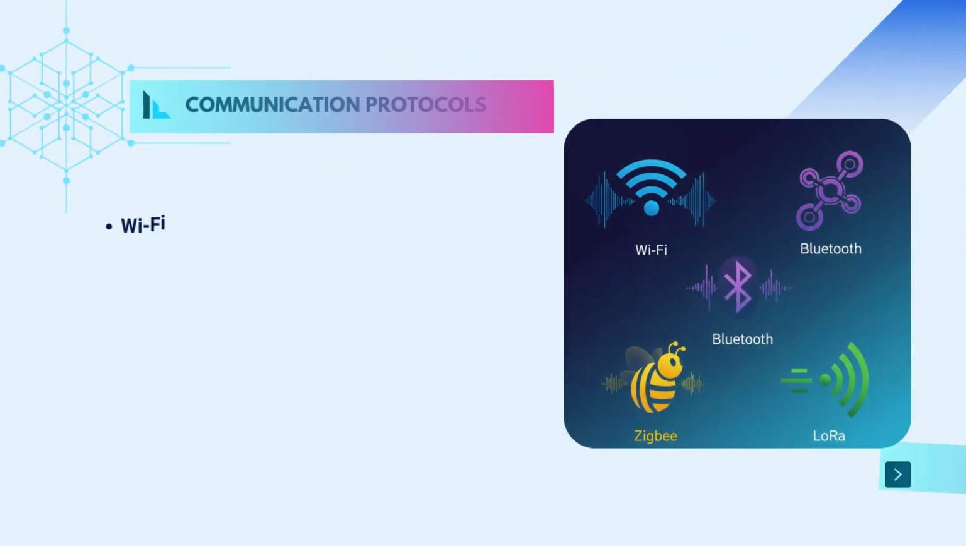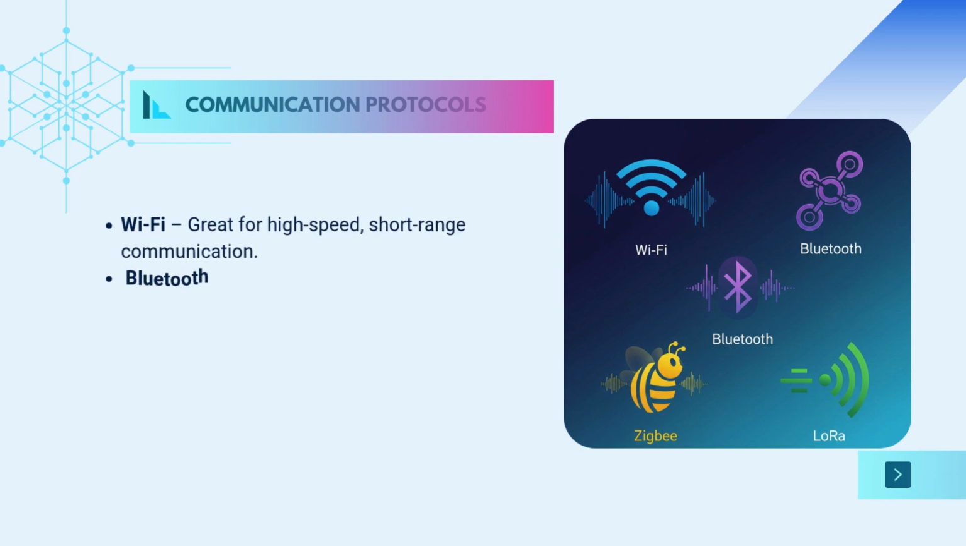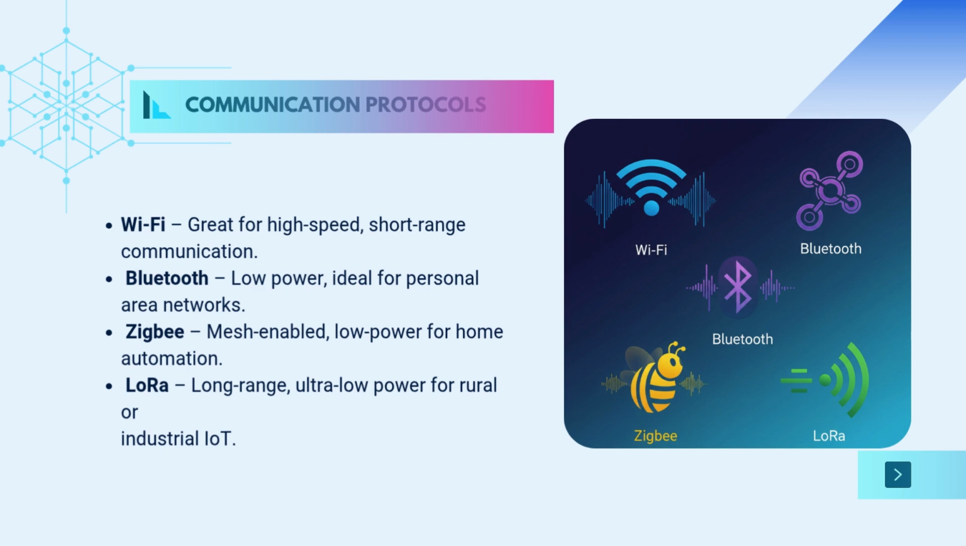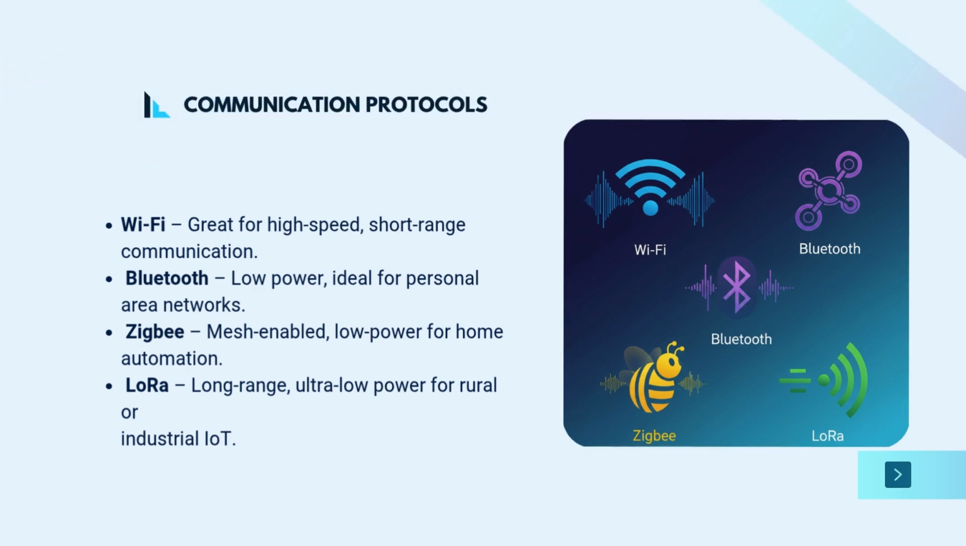There are many ways for devices to talk, wired and wireless. But in IoT, we focus on wireless protocols like Wi-Fi, great for high-speed, short-range communication. Bluetooth, low power, ideal for personal area networks. Zigbee, mesh-enabled, low power for home automation. LoRa, long-range, ultra-low power for rural or industrial IoT. Each has its role, and choosing the right one depends on your use case.